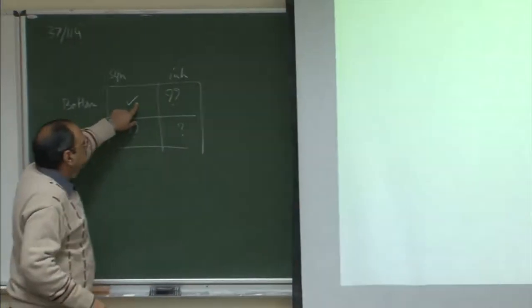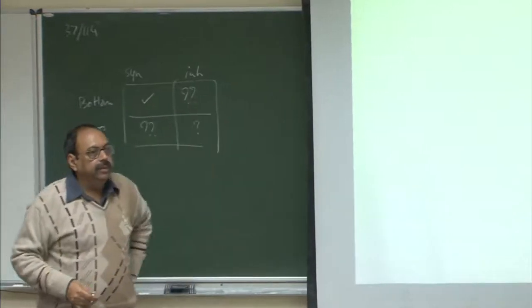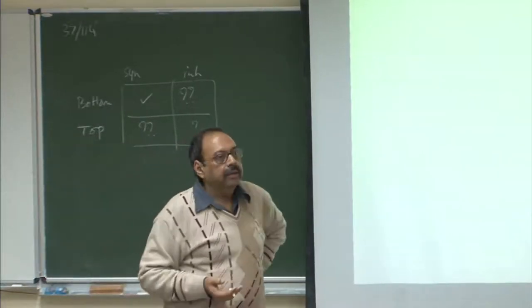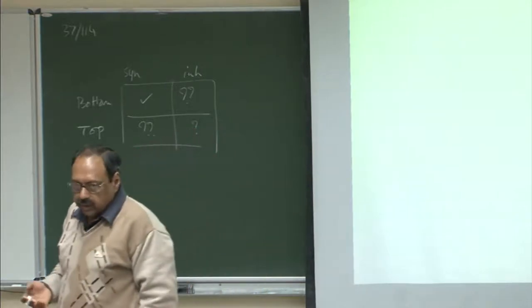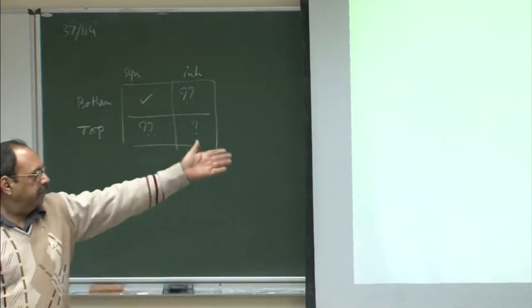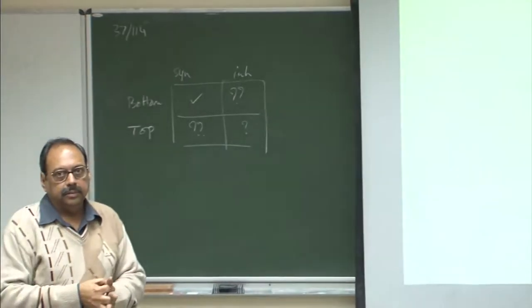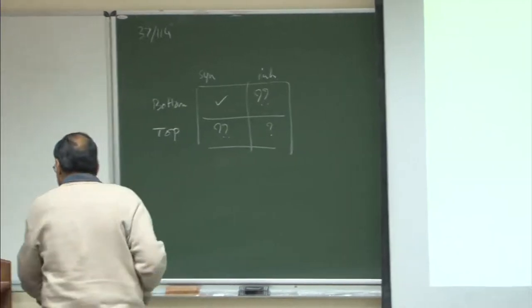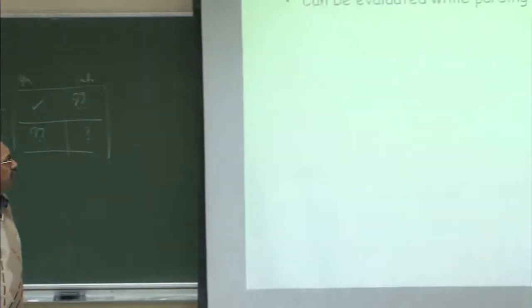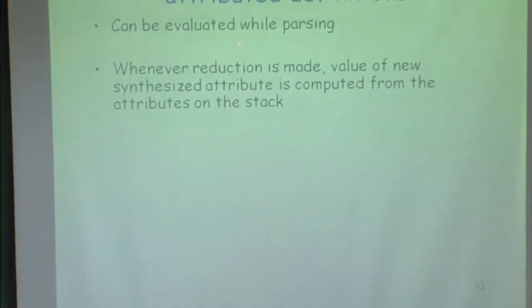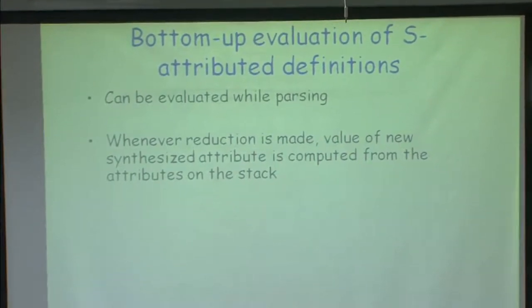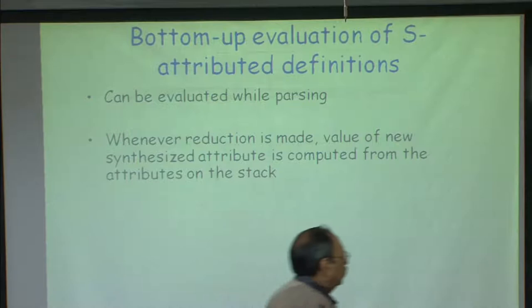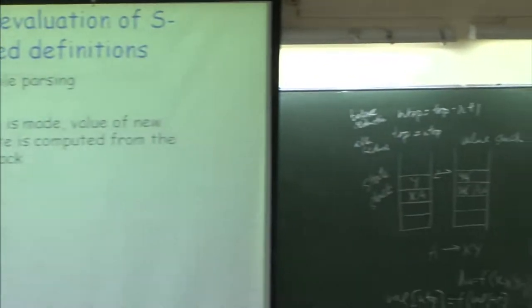That is how we implement this part, for synthesized attributes and a bottom-up parser. Now some parsers may provide built-in facilities for this, like Yacc, which will provide you all these dollar-dollar mechanisms. But basically this remains the implementation. I am going to evaluate all these attributes while I am parsing, and whenever a reduction is made, the value of the new synthesized attribute is computed from the attributes of the right hand side which are already on the stack.